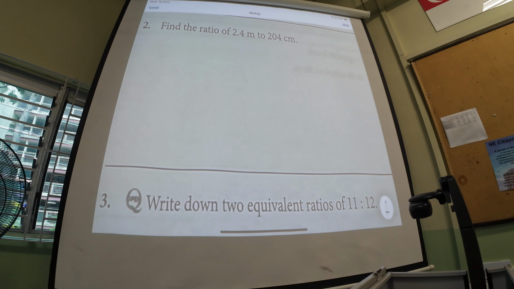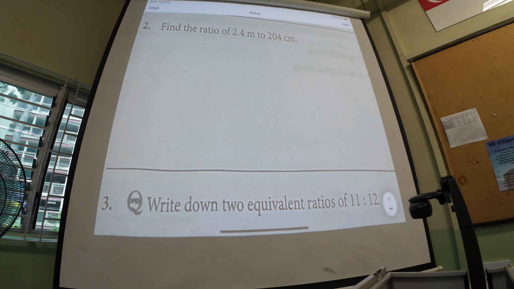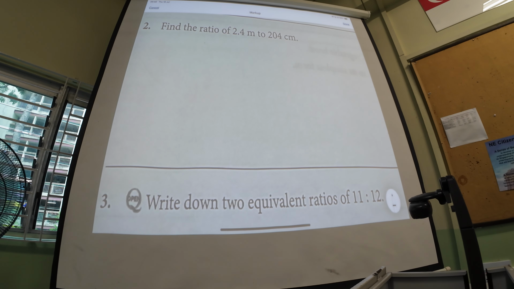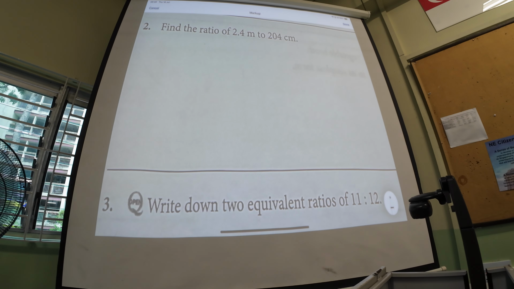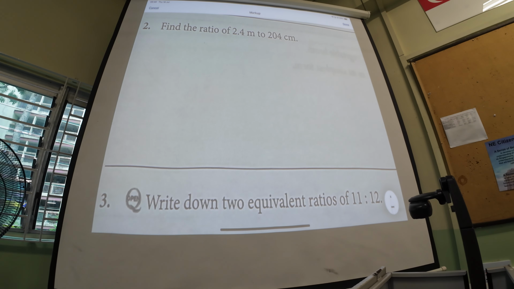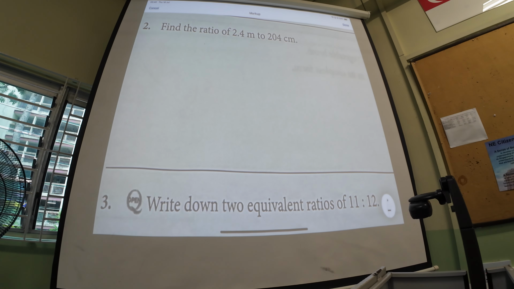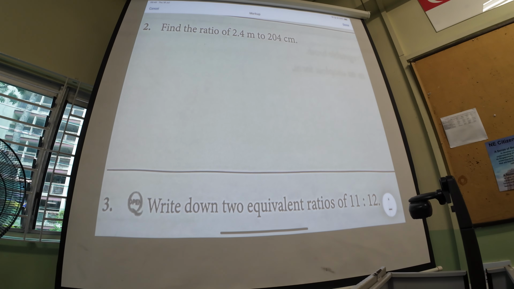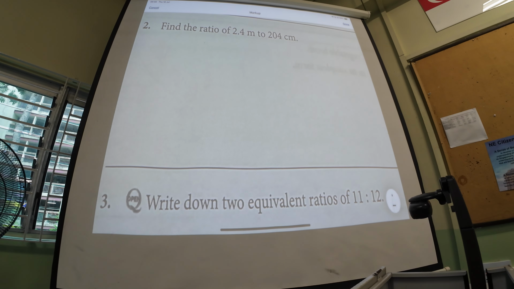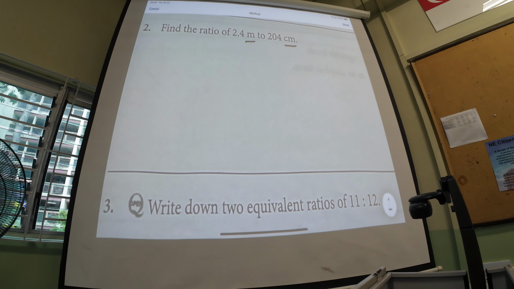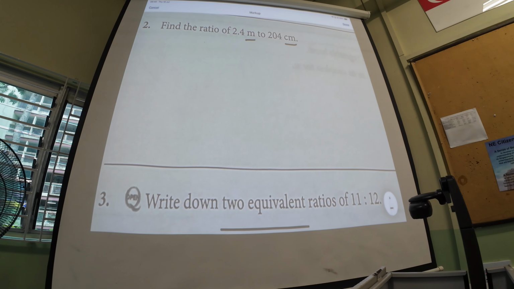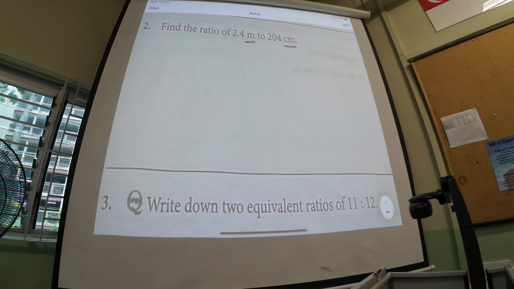Okay? Although it is a bit of a trick, I think it's very good. You try, and after that I'm sure she will remember even better. Okay? So this time it is similar to that question. Now we have meter and centimeter. Ratio of 2.4 meter to 204 cm.